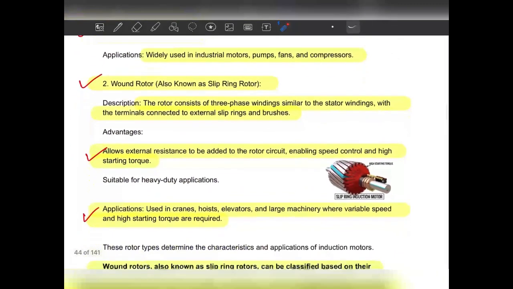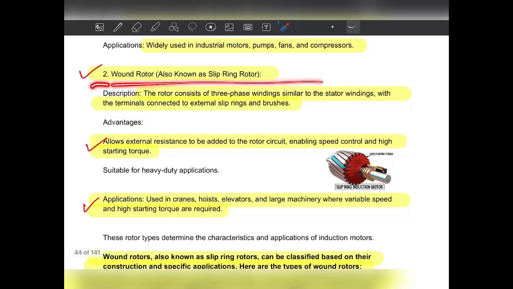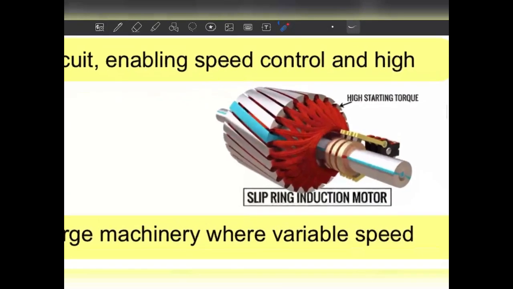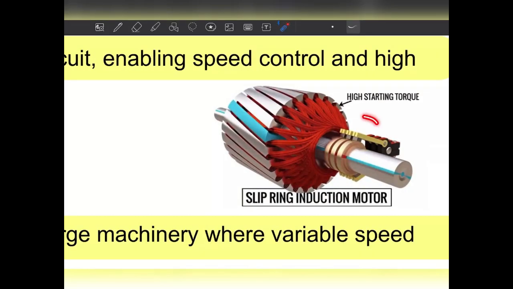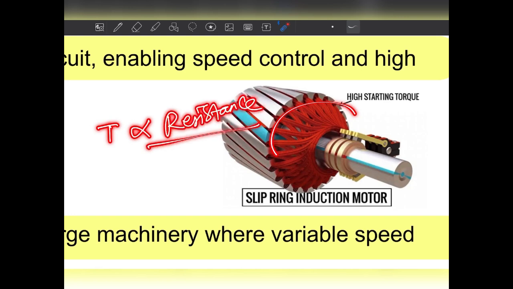Another is the wound type rotor, where we connect the slip rings. In the wound type rotor, you see here there is a slip ring, and we add external resistance. With the help of external resistance we vary the torque, because torque is directly proportional to the resistance. If you increase the resistance, our torque will be increased.